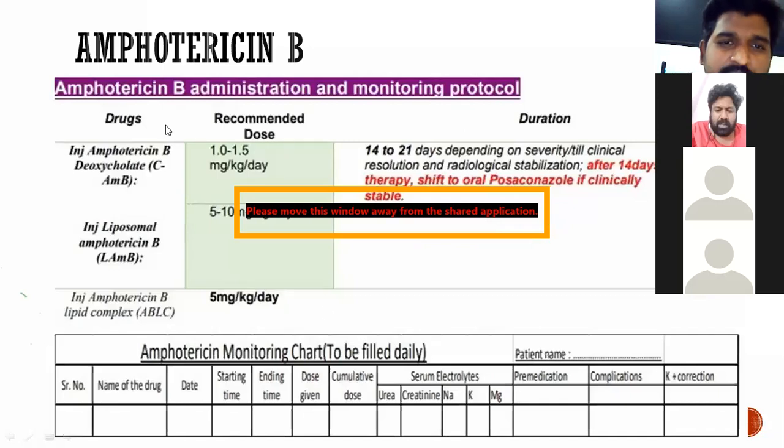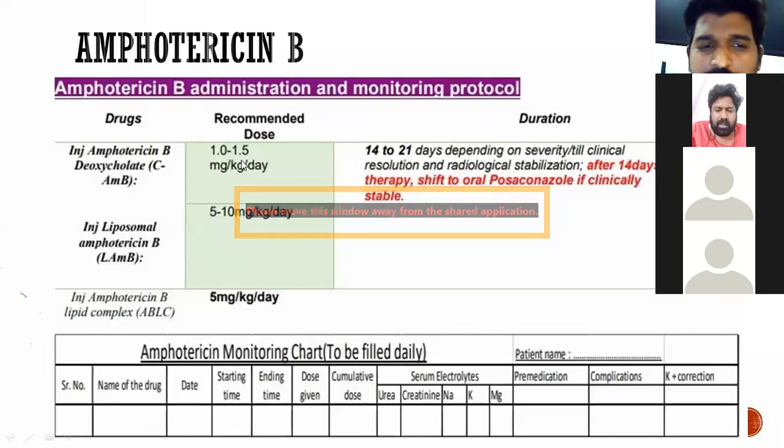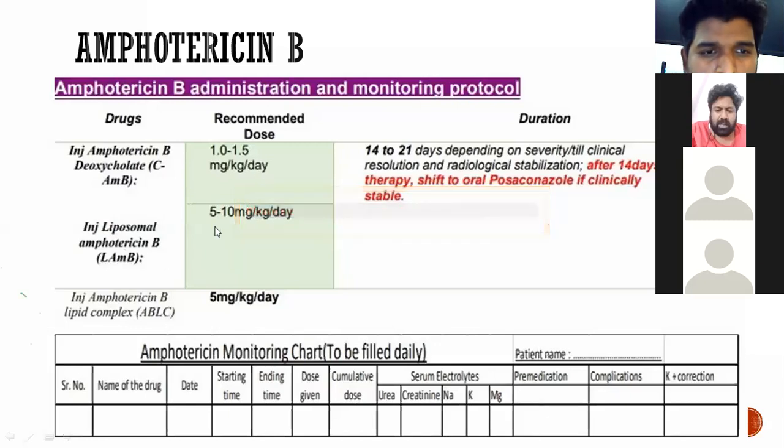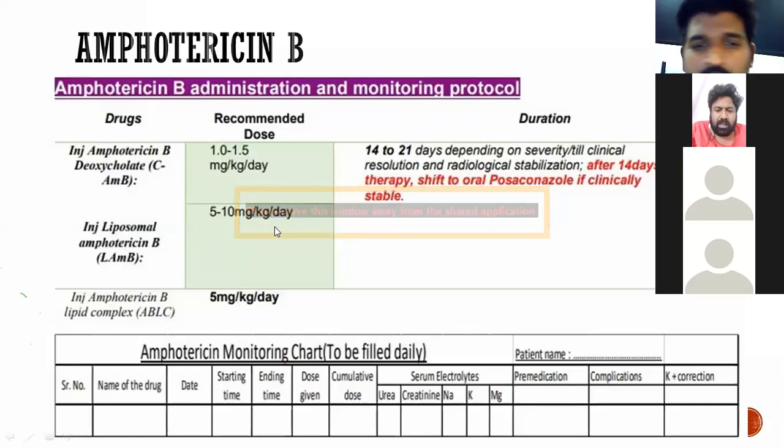So these are some practical considerations. I have made a few slides, after that we'll end. So amphotericin B, how do you administer? What dosing protocols do we need to follow? If you are taking conventional amphotericin B, the dose is 1 to 1.5 milligram per kilogram per day. Or if you are using liposomal, it is a little higher, 5 to 10 mg per kilogram per day.